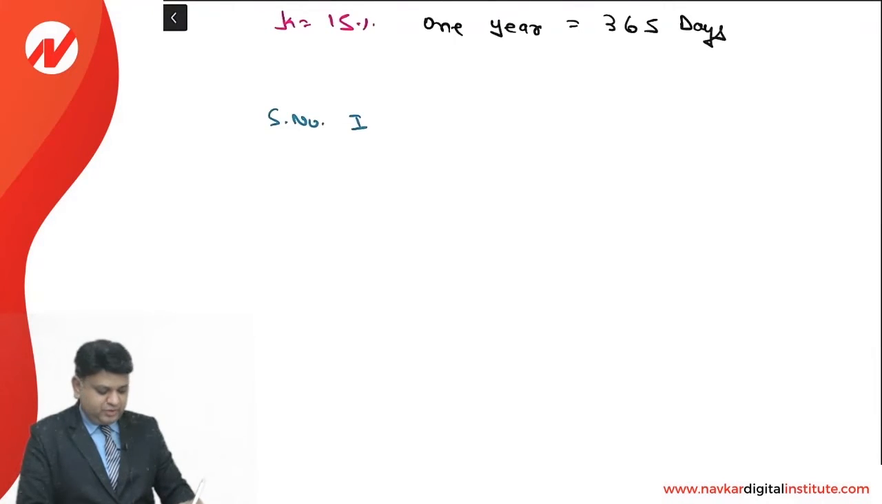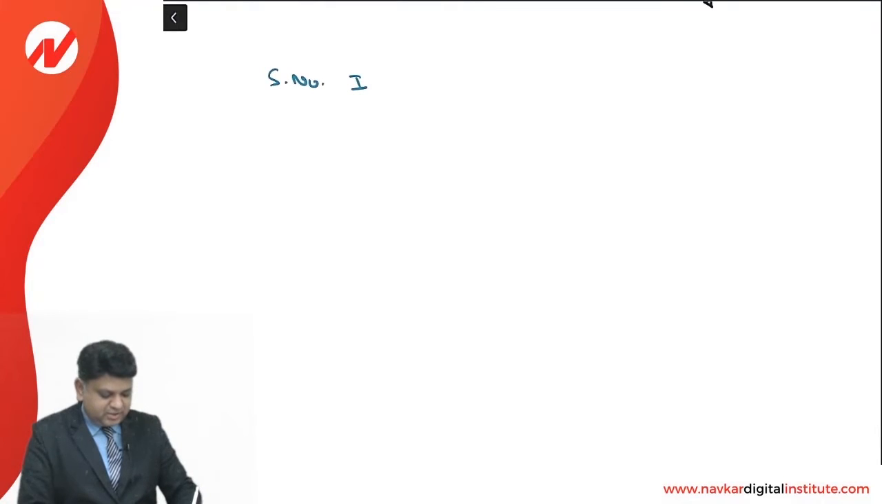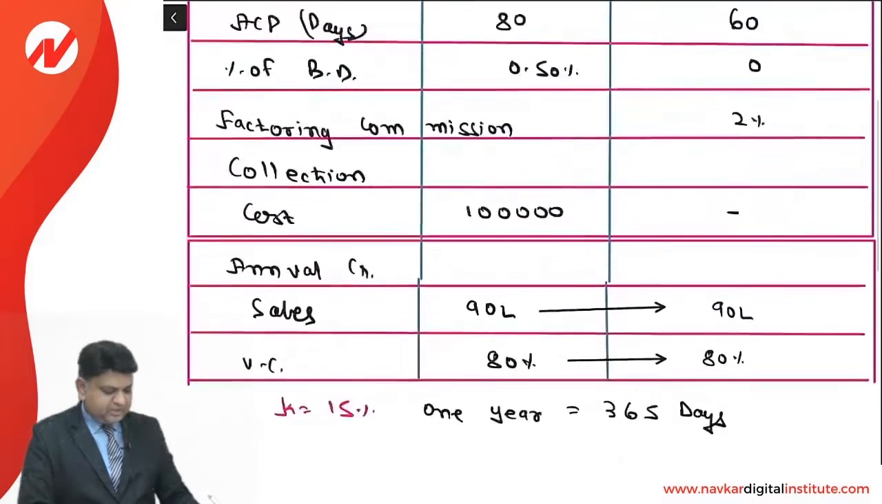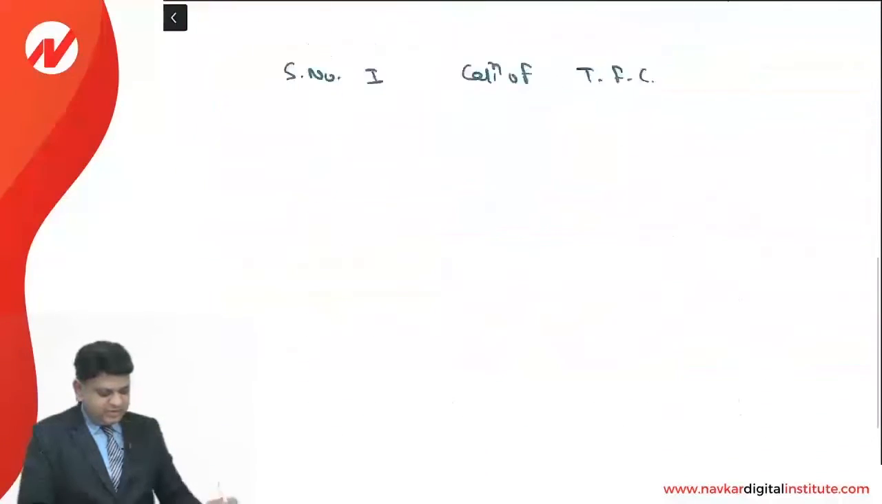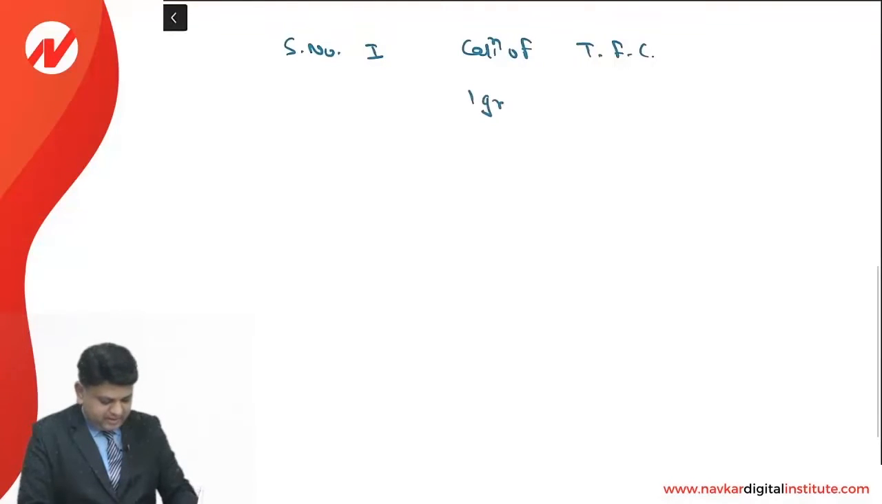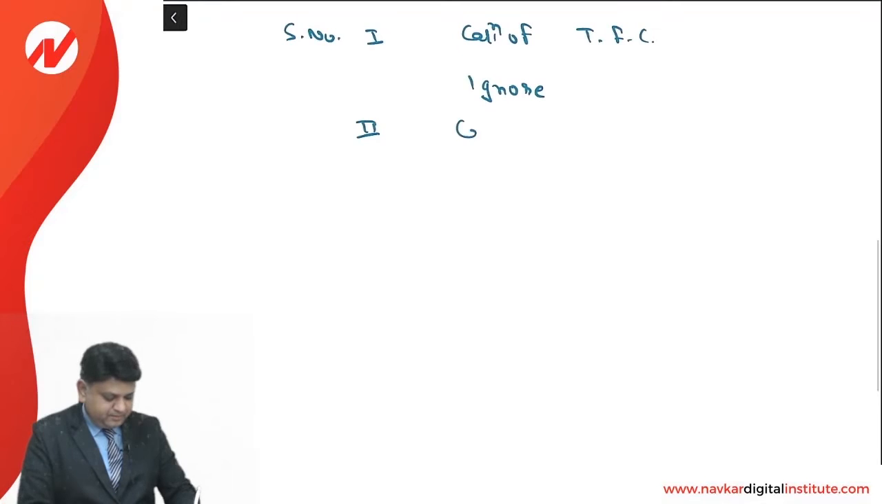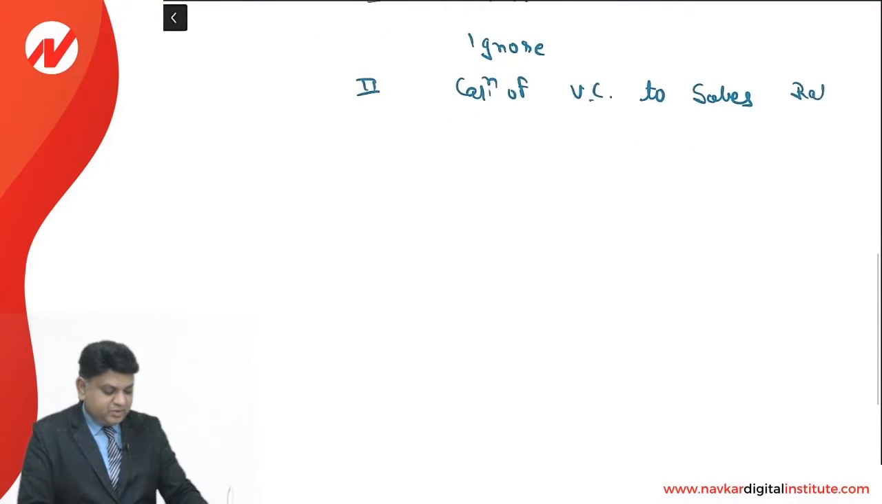Step number 1, usually I do the working like this. I suggest students calculate the total fixed cost. In this question the total fixed cost information is not given, so we are just ignoring it. Step number 2, calculation of variable cost to sales ratio. That is again provided to us in the example directly. It is 80%.